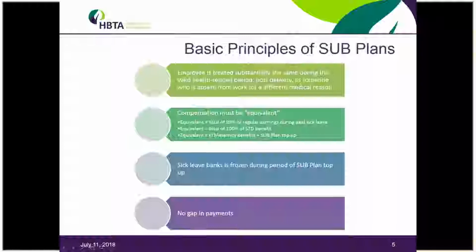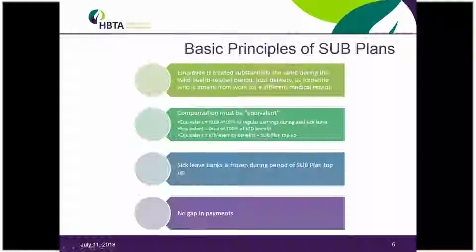So one of the other requirements is that compensation must be equivalent. Equivalent doesn't mean exactly the same, it means substantially the same. So for example, equivalent is a total of 95% of regular earnings that would be paid during paid sick leave. So for example, if you had somebody with a broken leg, they would be paid all of their sick leave. If we are topping up EI benefits during the period the employee would have been paid sick leave, we're topping up to 95%.